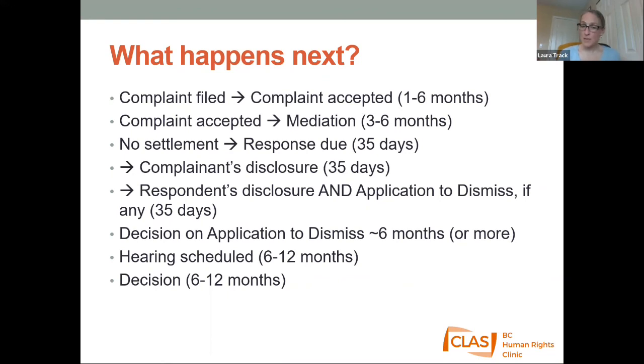But if there's no application to dismiss, or if it's not successful, then a hearing gets scheduled and conducted, and then a decision is issued. And those decisions and the hearings generally are public, and the decisions get published on the tribunal's website and also on a legal database called CanLII.